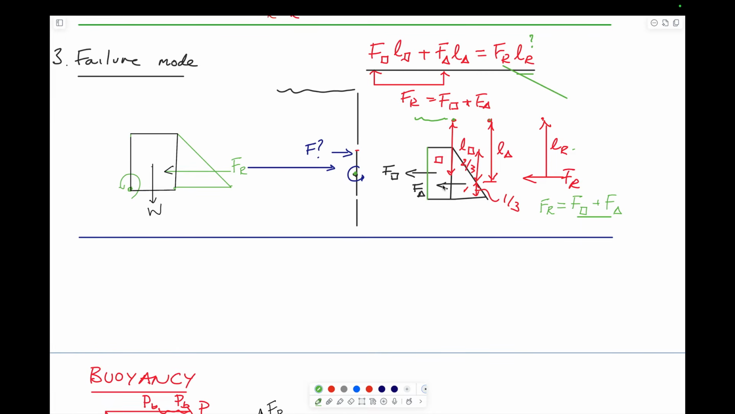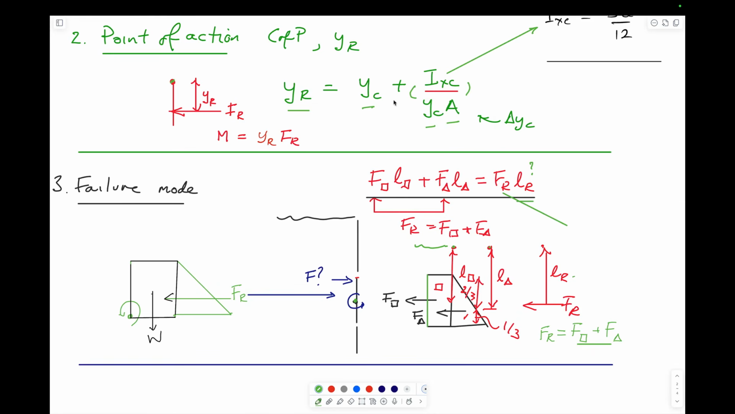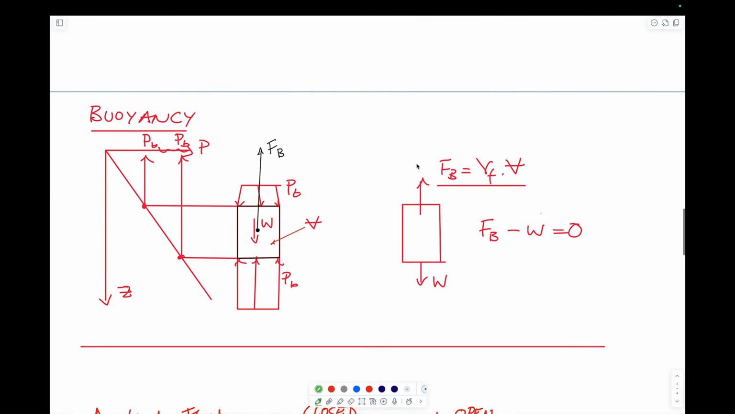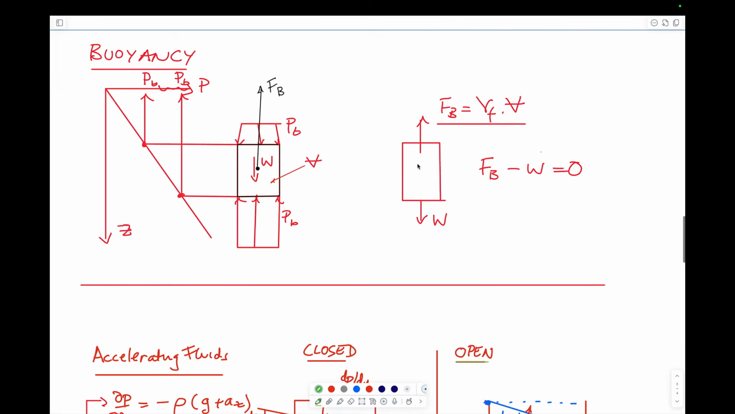This is actually exactly the same as using this equation here. So it's probably easier for you to use this expression. Okay. So those are the 3 things that you need to do, typically, for these forces on a plane.